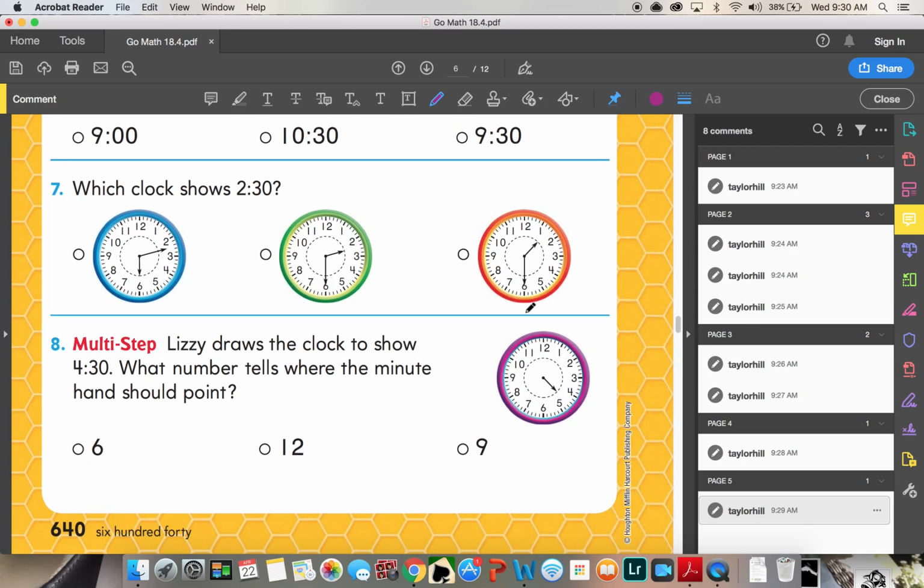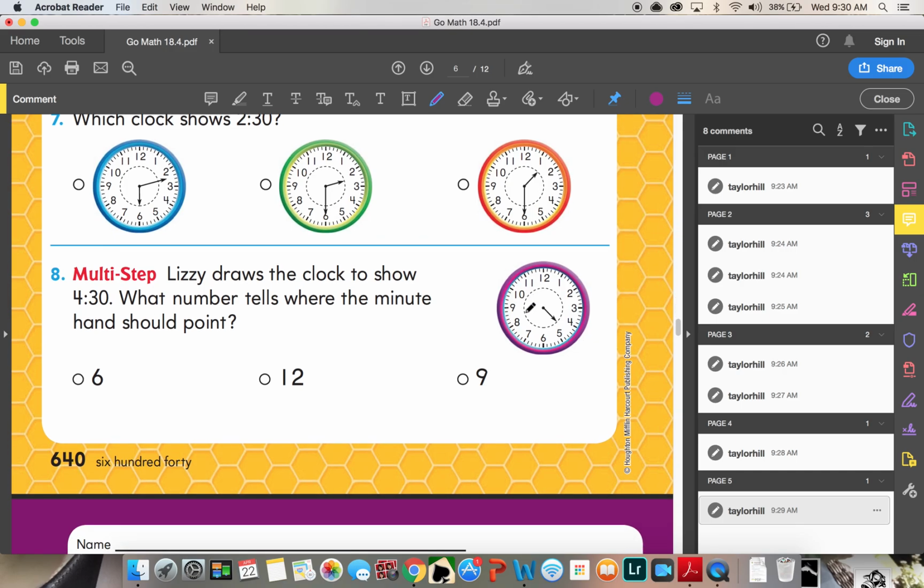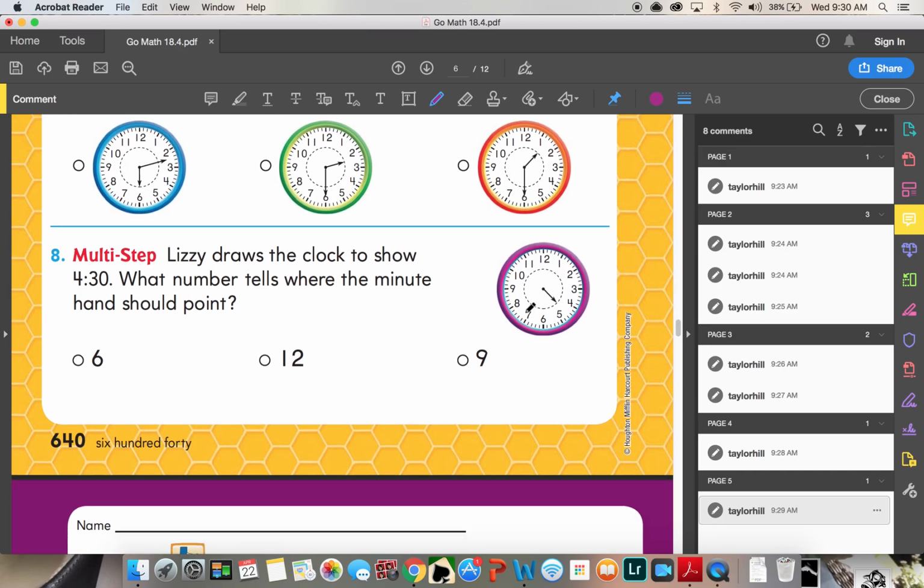Number 7, which clock shows 2:30? So looking at the clock, you would look for the hour hand in between the 1 and the 2, and you would look for the minute hand at the 6. Number 8, Lizzie draws the clock to show 4:30. What number tells where the minute hand should point? So if it's 4:30, where should the minute hand point? It should point at the 6.